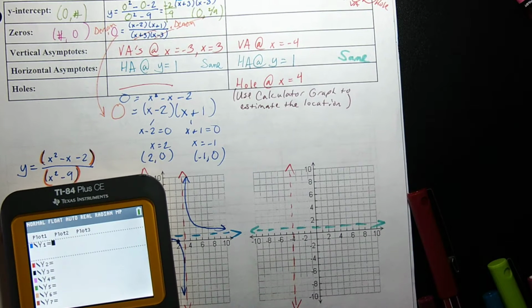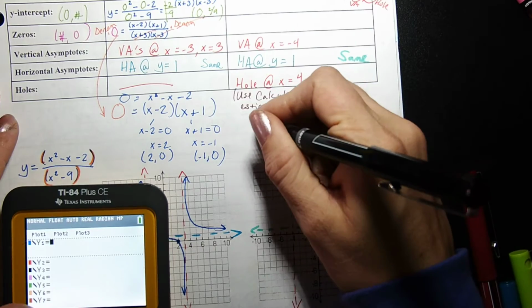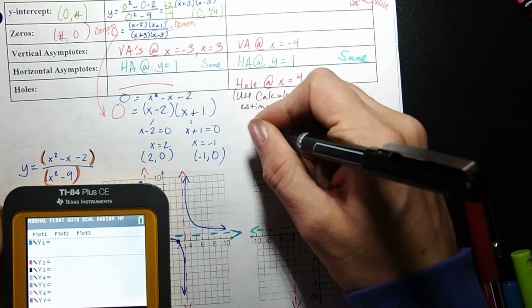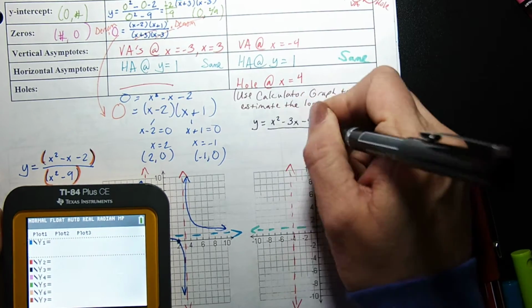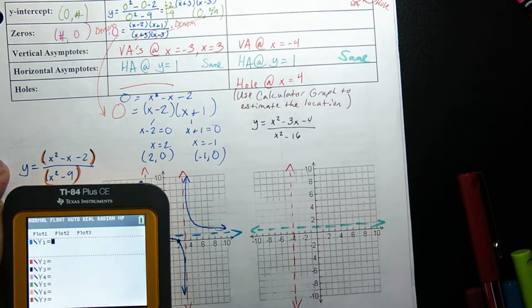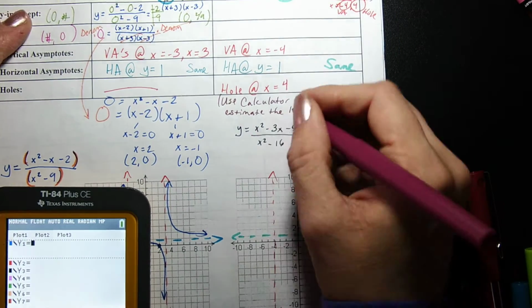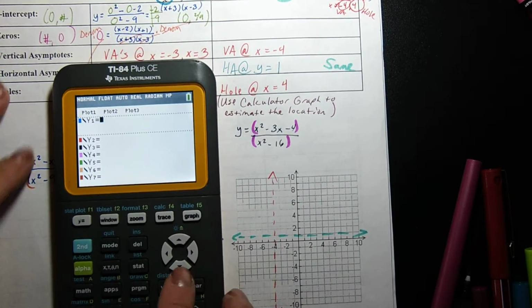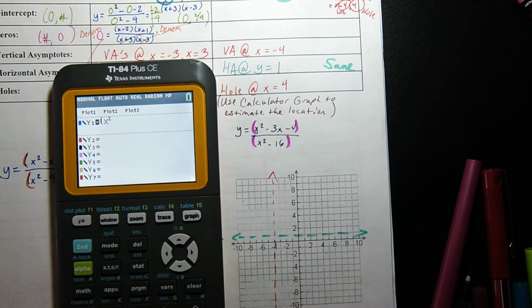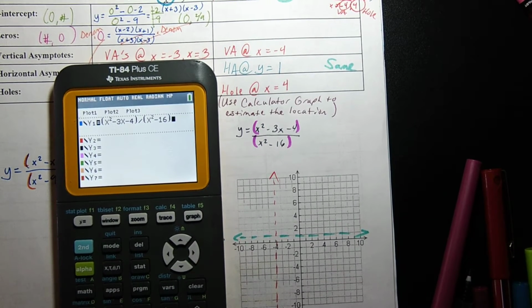Now remember, folks, when you type this equation in, make sure that you've got y equals x squared minus 3x minus 4 all over x squared minus 16. So revert to the original non-factored equation and make sure you trap the top and the bottom in parentheses. So x squared minus 3x minus 4 divided by x squared minus 16.